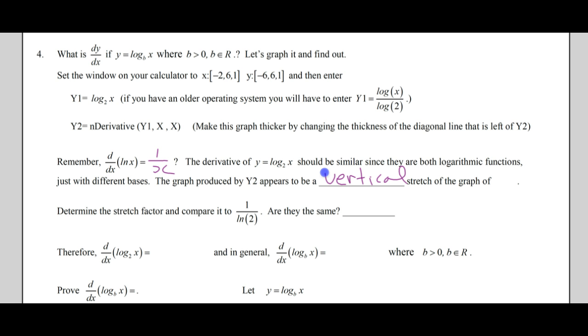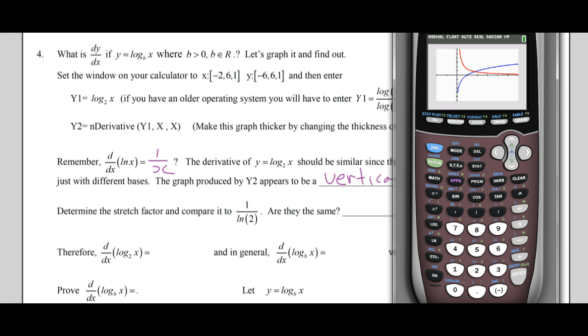Determine the stretch factor and compare it to 1 over ln 2. So what do we say we're going to do to get the stretch factor? All right, what's 1 over ln 2? 1 divided by ln 2, second function answer, 1.44. Are they the same? I don't know. What was the first graph? The blue graph? And then that's 1.44.